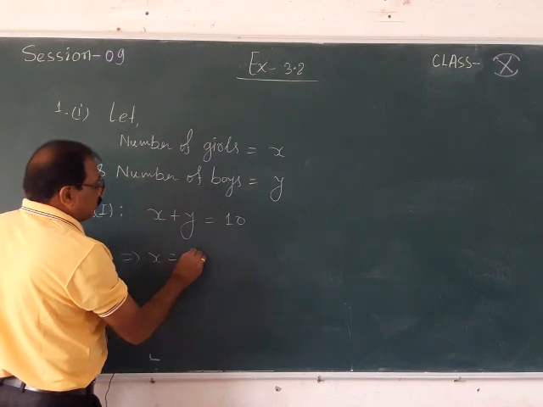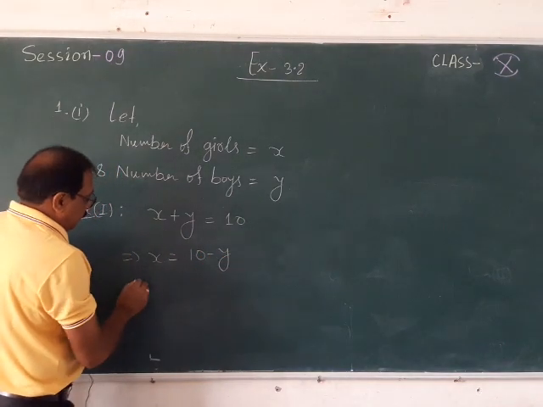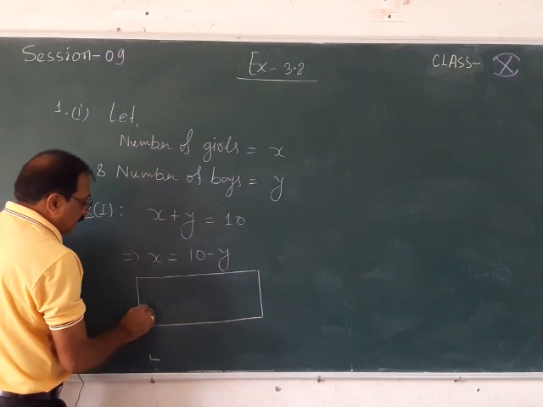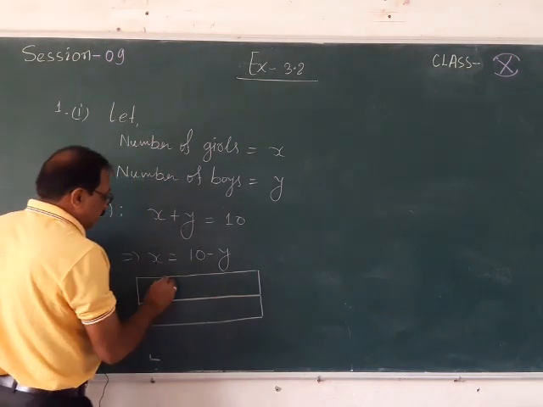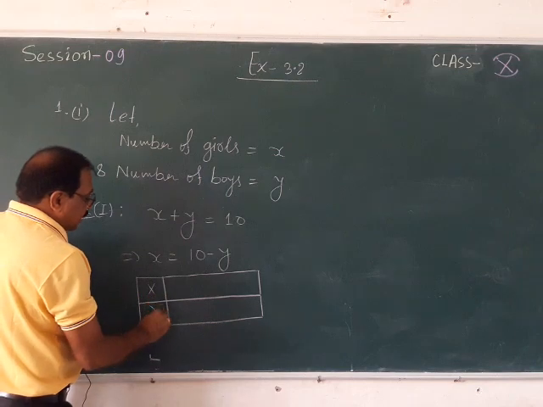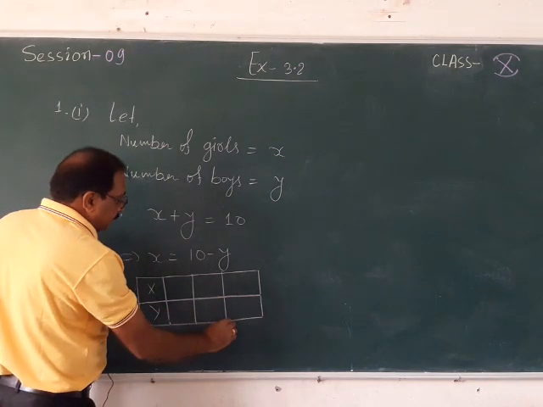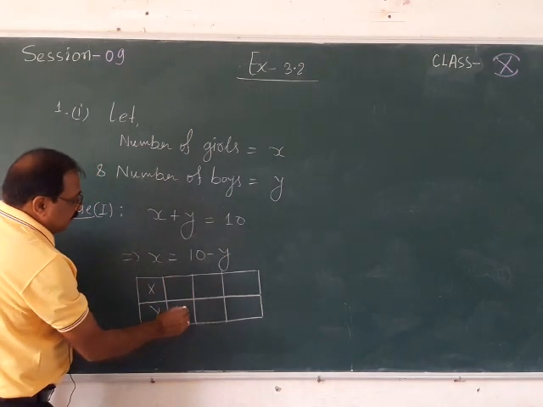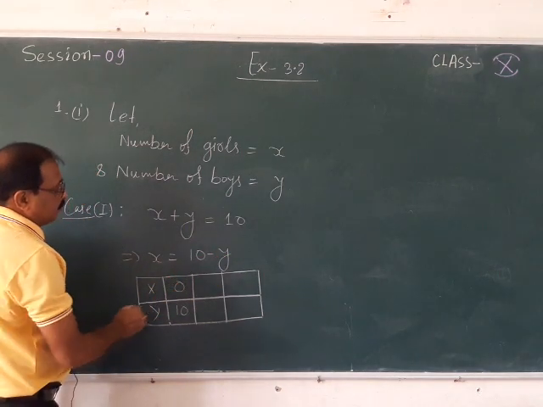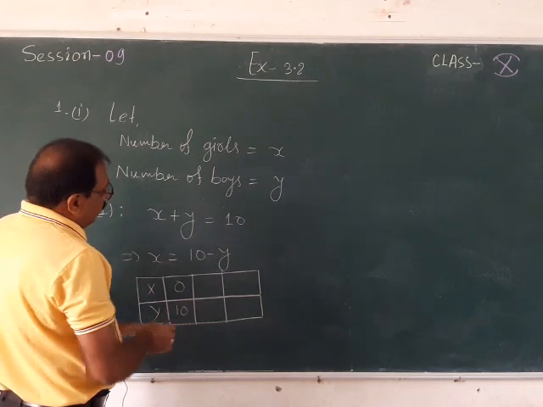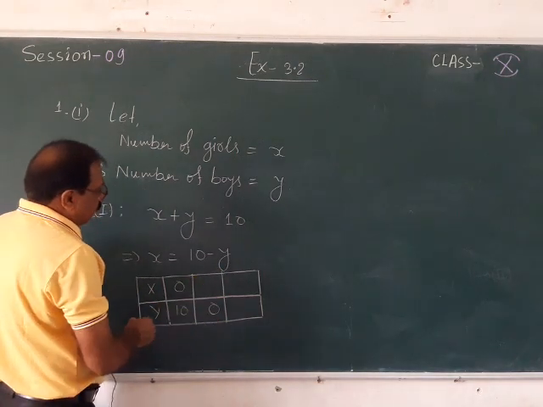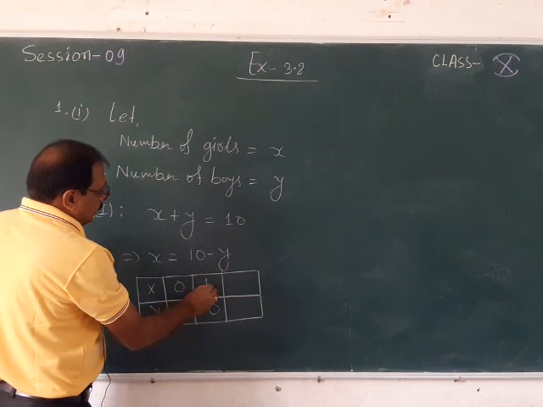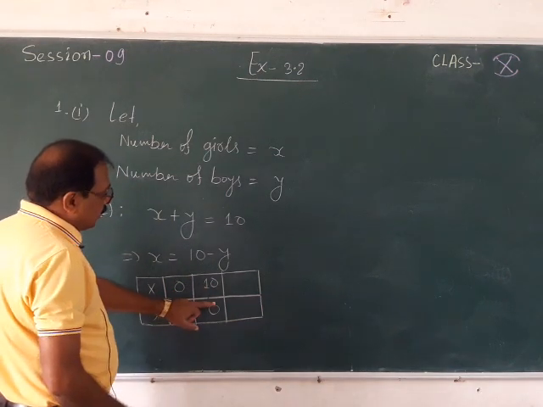So how can you frame the solution table? x equal to 10 minus y, then further you have to make a table in which you can write the solution sets. Here I am going to write x, then y. For y, suppose I take 10, then 10 minus 10, x becomes 0, and if I take y as 0, then x becomes 10. So this is called the best value.